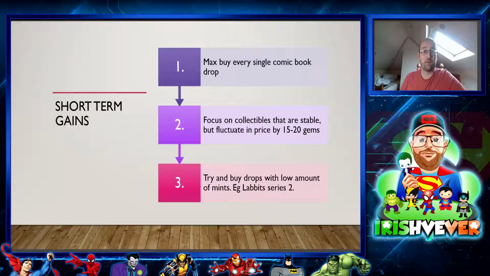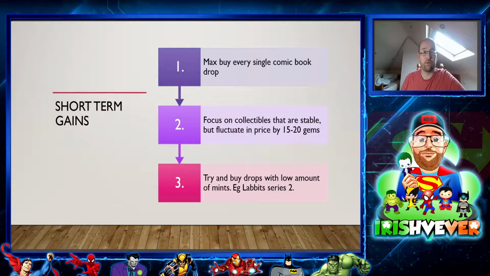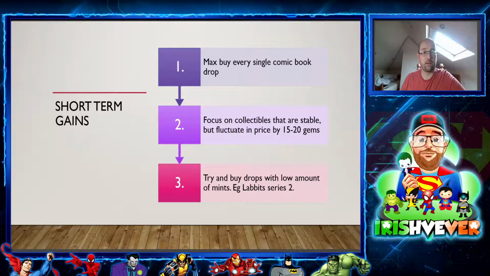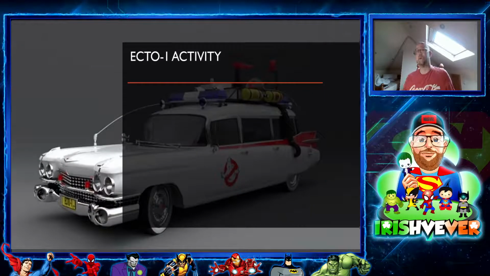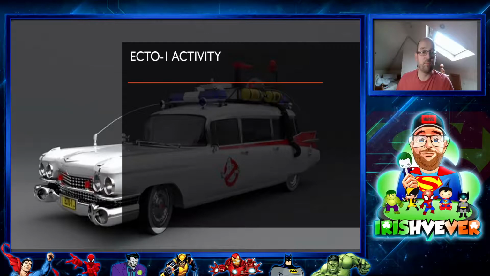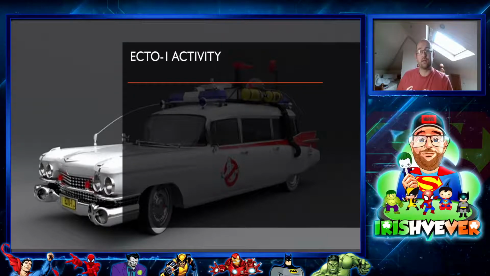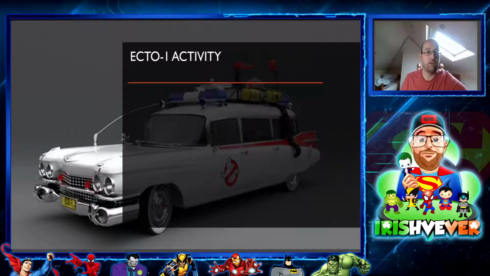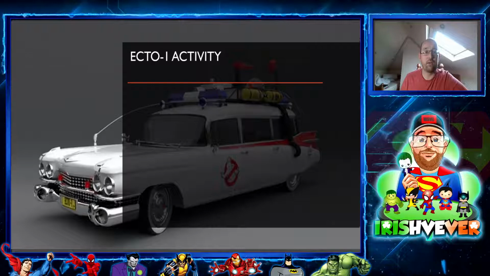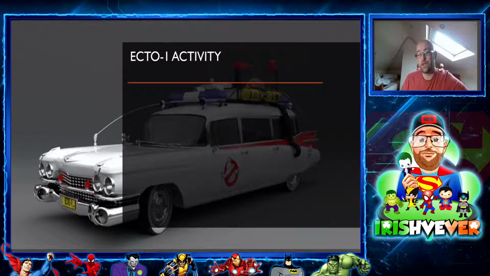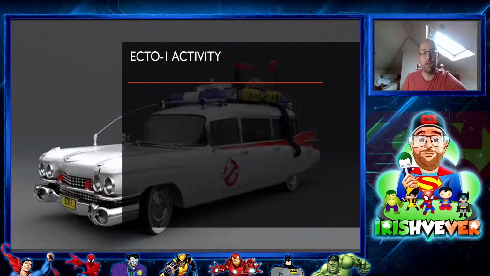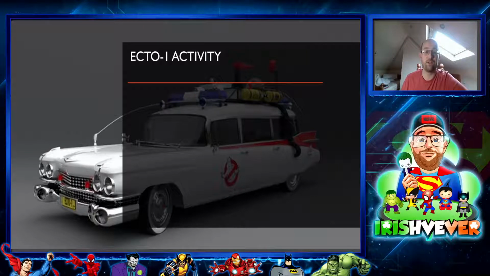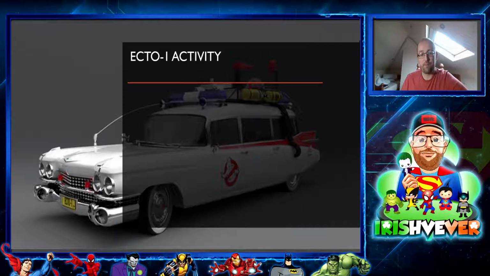So now, what am I on about with focus on collectibles that are stable but fluctuate in price? I've been doing a bit of work in the marketplace, and I'll give you an example. I've latched onto Ecto 1 as an example, okay? And here's a bit of movement in my account over the last 7 to 9 days. I've noticed the floor price on Ecto 1 could go down to 150 or 170 or 172, and it's fairly consistent in that regard.